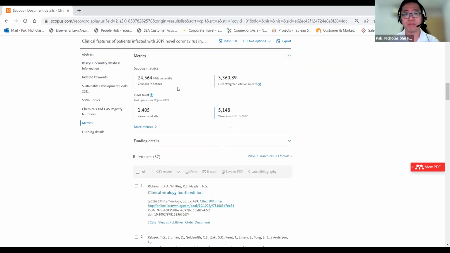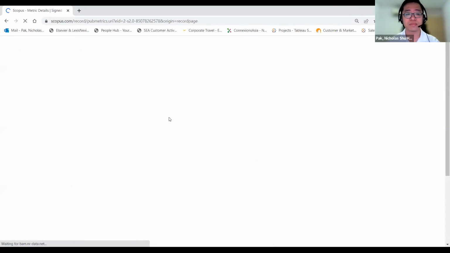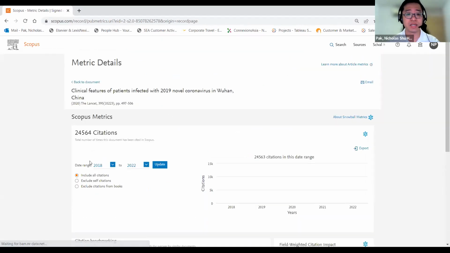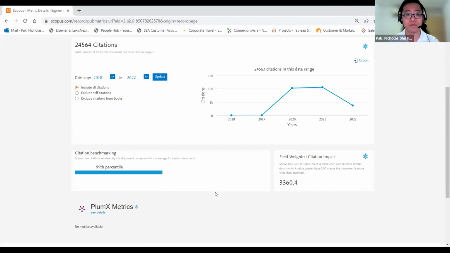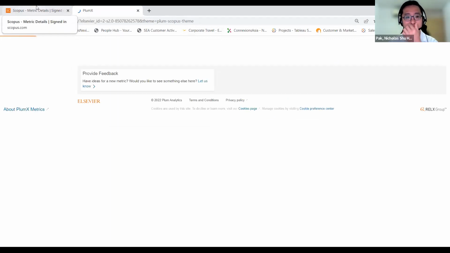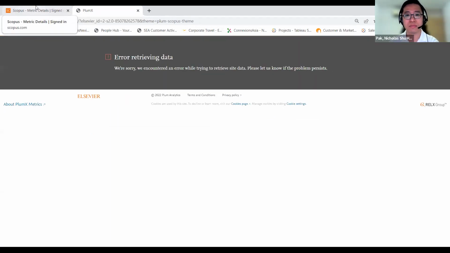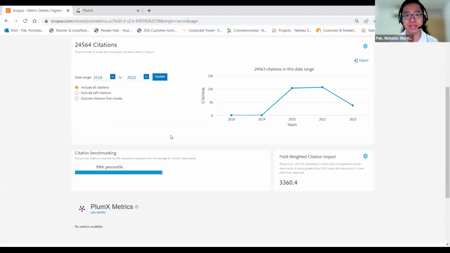We see that there's a drop-down box. We can find that there's more metrics, and then we click on this. And then we can see this is what we call the metric details, right, over here. For some reason, PlumX isn't loading this, so I find this very interesting. Maybe this is possibly data as of the moment. So we'll take a look at this as it comes along.